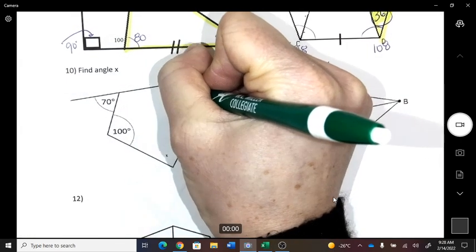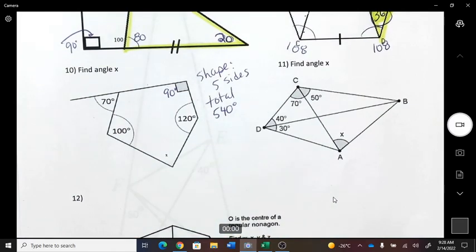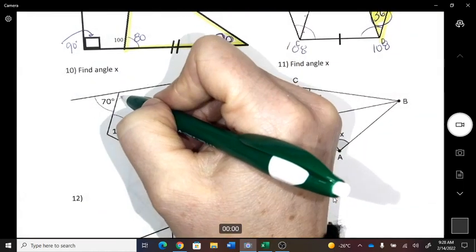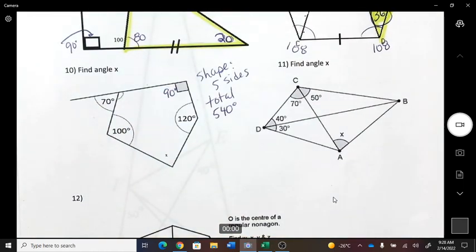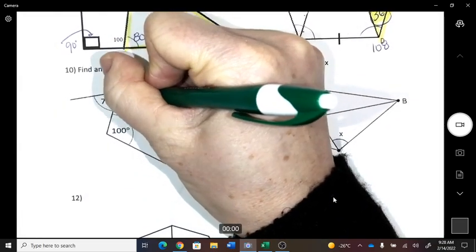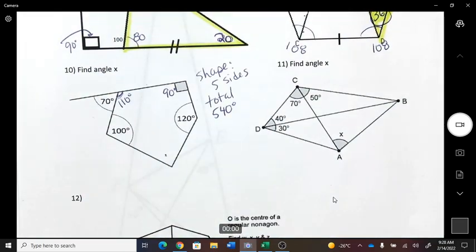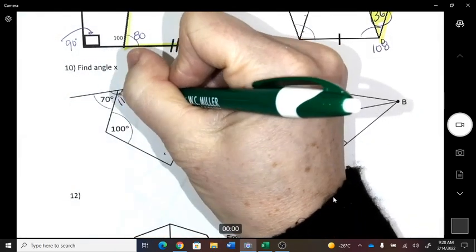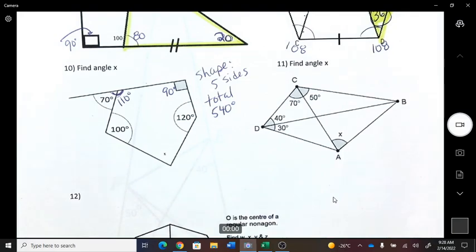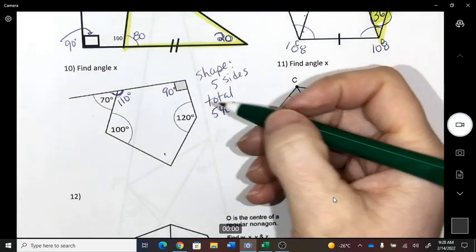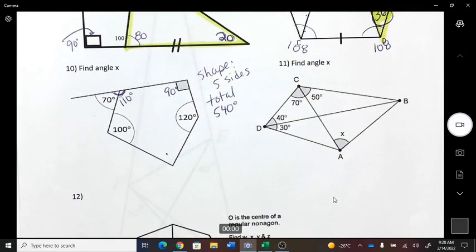So this symbol, remember we knew that symbol was 90. I think we could figure out what's right beside 70. 110. That's a 110. Because those will make 180 altogether. Okay, so here's what I'm going to do. I'm going to add those all up and then subtract from 540 to see what do I have left.